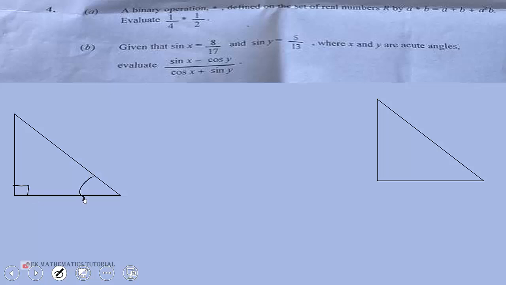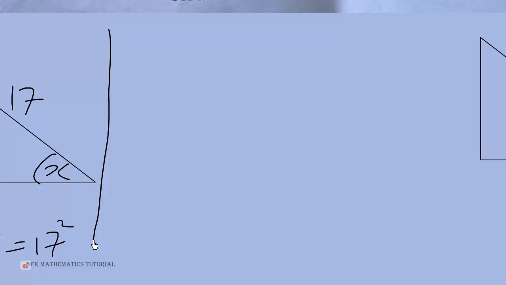Let's say that this is x. If this is x, then sine is opposite over hypotenuse. So hypotenuse will be 17, opposite will be 8. So we calculate the adjacent using Pythagoras theorem. If the adjacent is a, then a squared plus 8 squared is equal to 17 squared. So a squared is equal to 17 squared minus 8 squared.